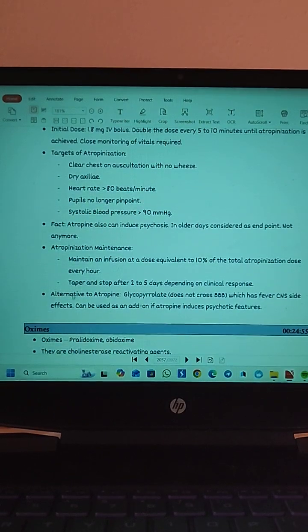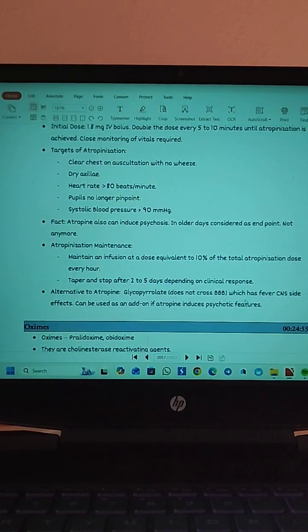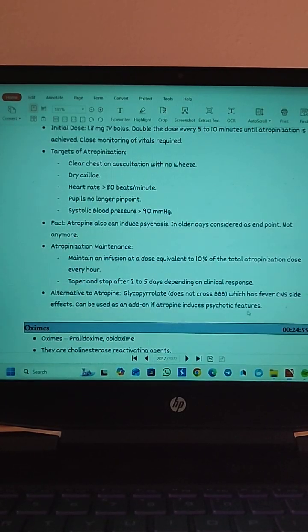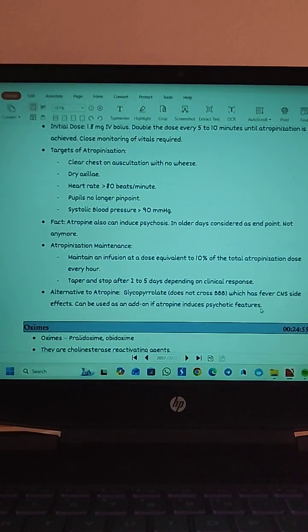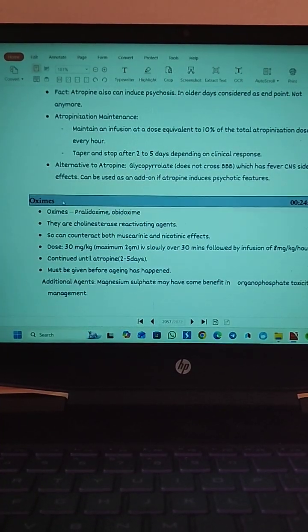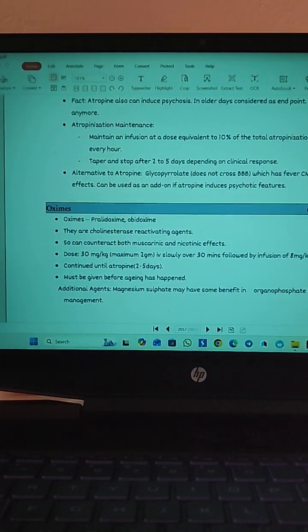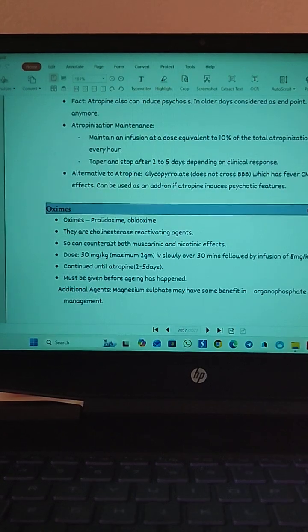Okay, and there is an alternative to atropine, that is glycopyrrolate. It does not cross the blood-brain barrier, so it has fewer CNS side effects, and can be used as an add-on if atropine induces psychotic features. Okay, so what is the alternative to atropine? That is glycopyrrolate. Other than atropine, oximes can also be used. Examples of oximes are pralidoxime and obidoxime. Pralidoxime and obidoxime are the oximes, and these are the cholinesterase reactivating agents.